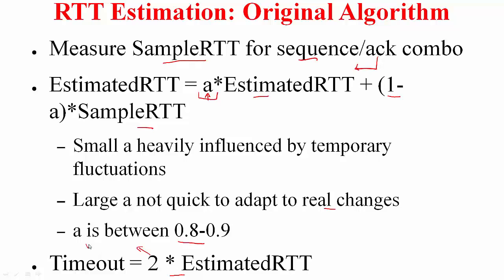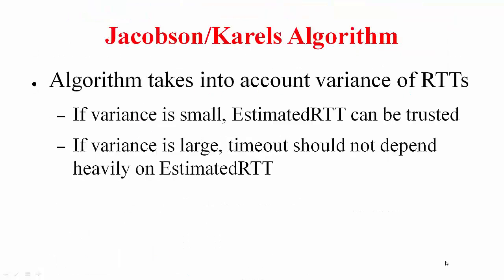So this factor accounts for the variability in the round trip time. This works fine when the variability is small, but when the network is congested, the variability is going to be rather large, and it was turning out that you were retransmitting packets which were only delayed. So Jacobson and Karels proposed a new algorithm that calculates round trip time, and this algorithm takes into account the variance of the round trip times. Basically, if the variance is small, you can trust the estimated round trip time. On the other hand, if the variance is large, the timeout should not depend heavily on this estimated round trip time. So that's the logic.